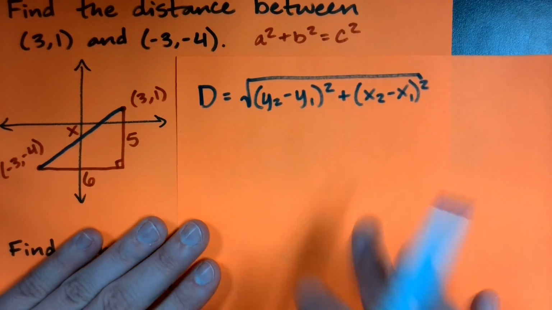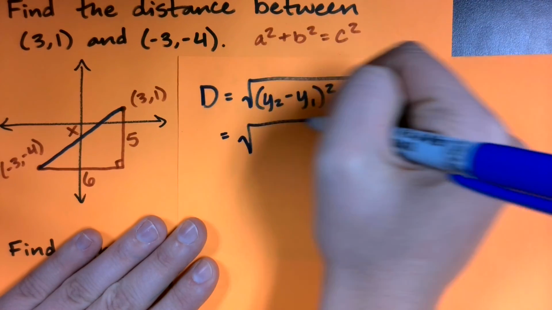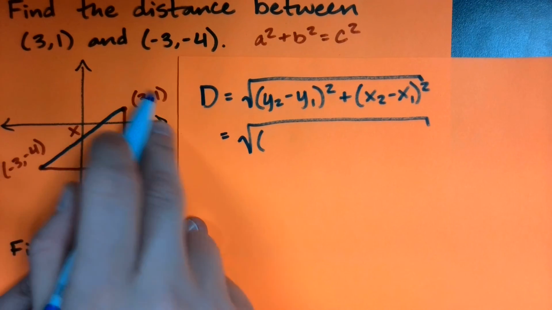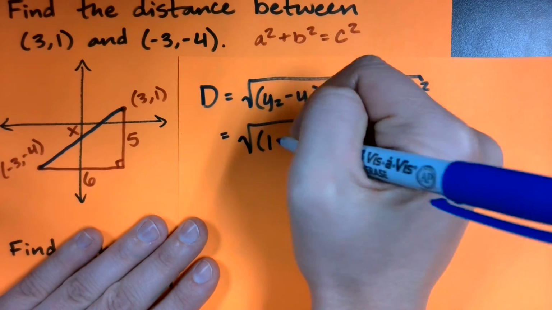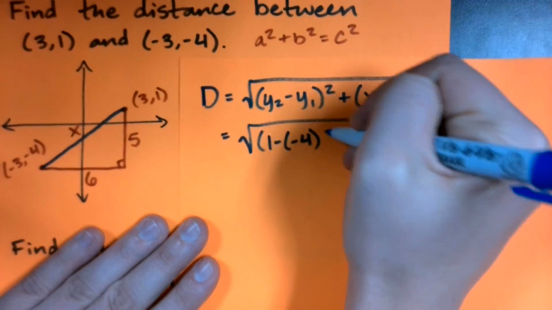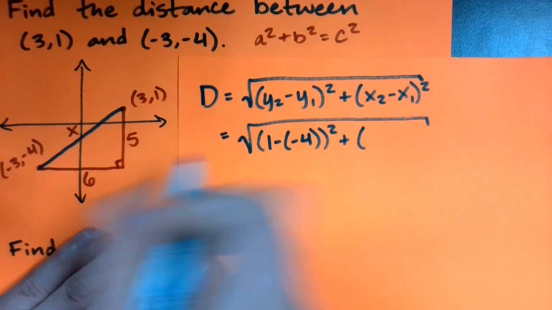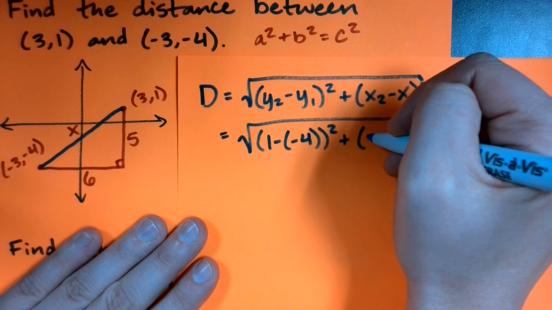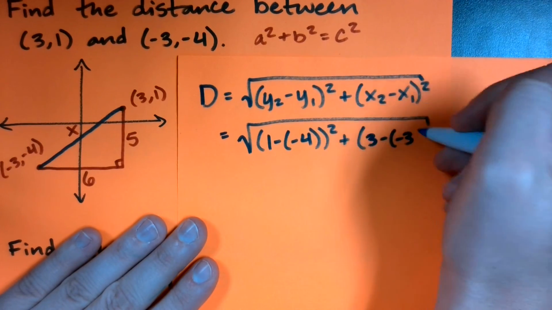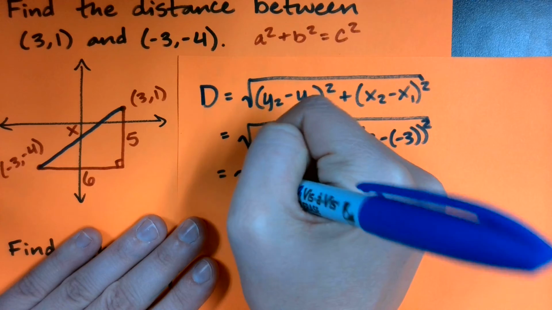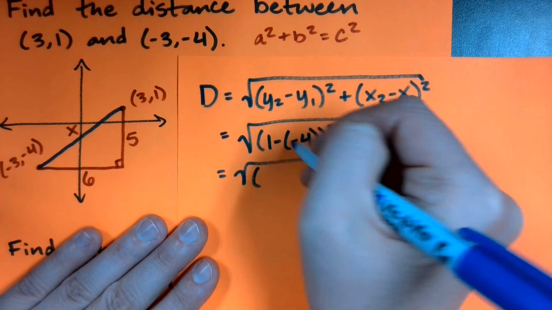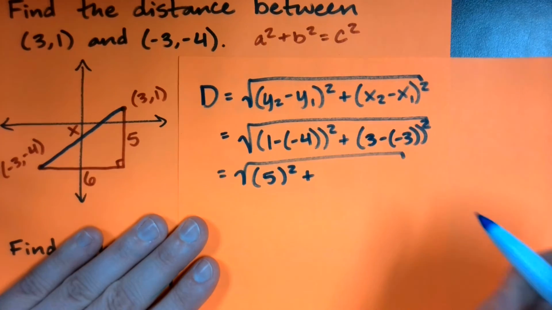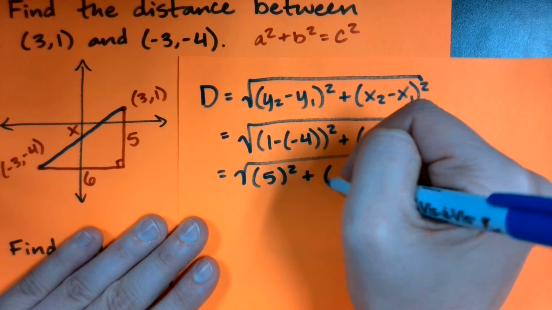Whenever I'm plugging things into it, just make sure whatever value you start with first, so if I start with this 3, 1, and I subtract 1 minus a negative 4, that whenever I get to the x's, I start with the same x first. So I'd have to start with my 3 minus a negative 3. We'll do what's in parentheses first. Subtracting a negative 4 is going to give us a positive 5. We'll subtract a negative 3, it'll give us a positive 6.